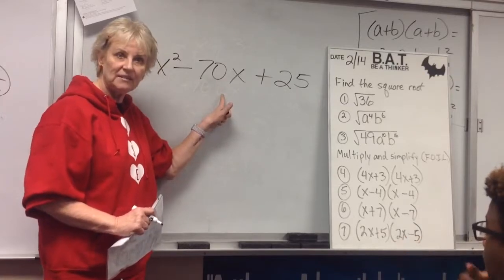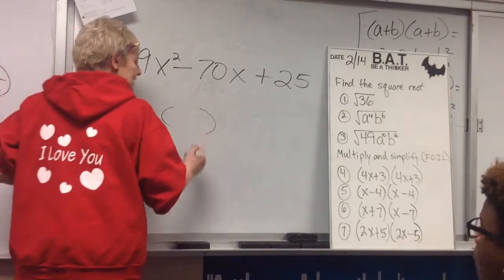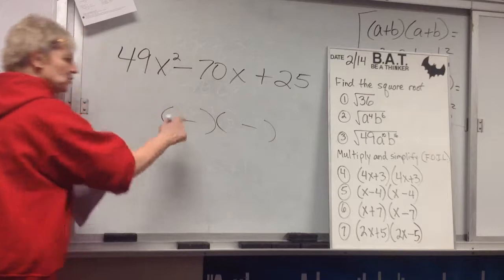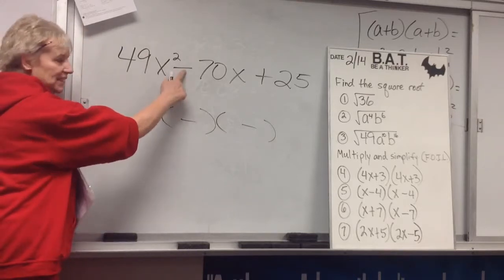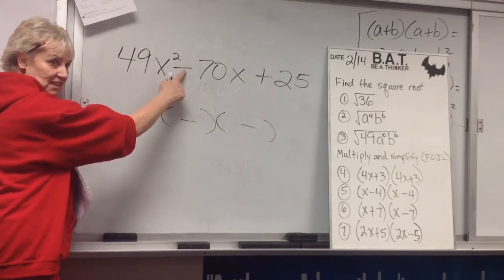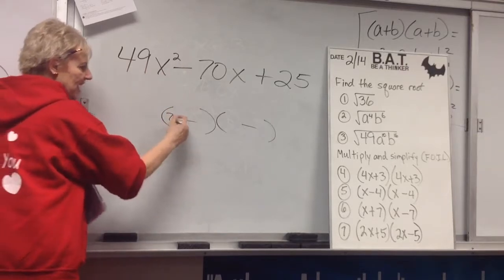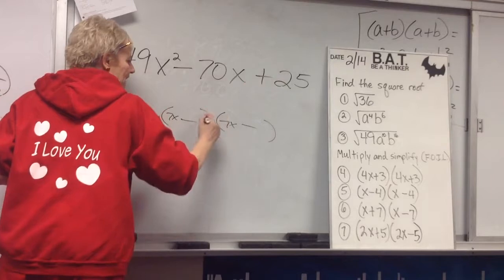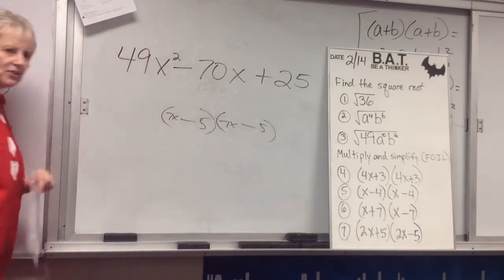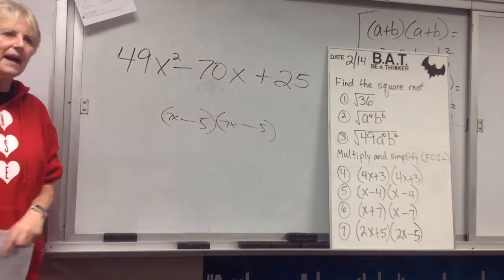We got one. So since we have one, we have the same thing twice with a minus. Because of that, it has to be minus. They're either both minus or both plus. Square root of that, 7x. Square root of that, 5. Check it, just FOIL it and you'll get that back.